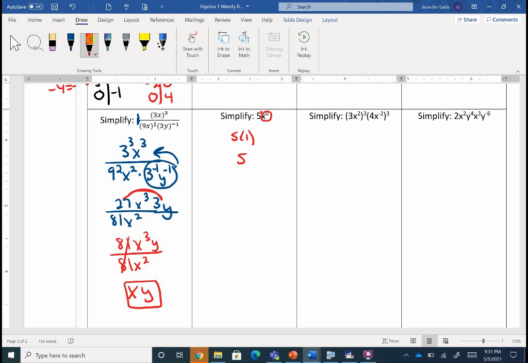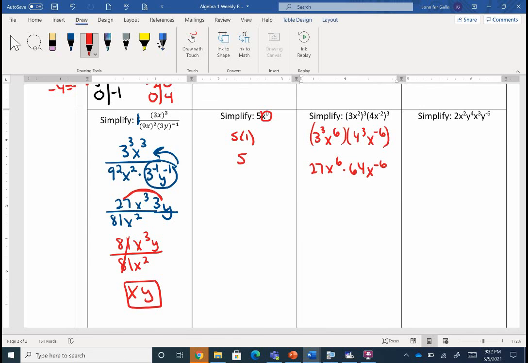Let's get rid of our powers on the outside of the parentheses. So for the first set, we're going to have a 3 to the third, x to the 6th. We're going to multiply the exponents. Then we have a 4 to the third, x to the negative 6th. 3 to the third is 27. We have an x to the 6th. 4 to the third is 64. We have an x to the negative 6th.